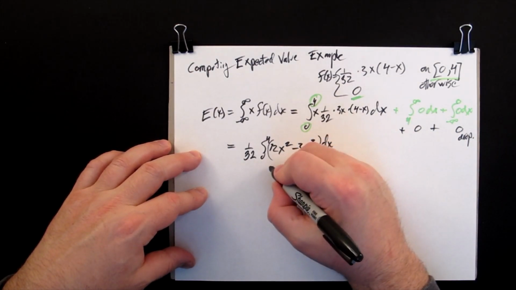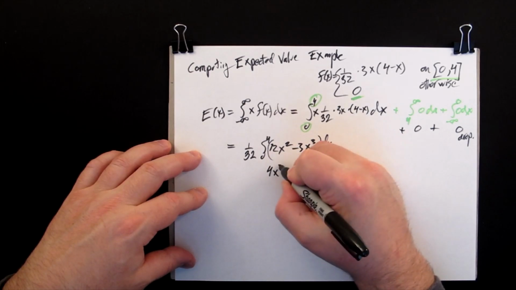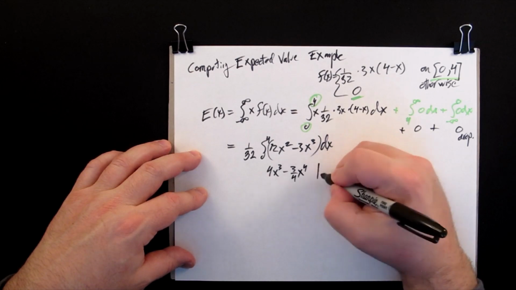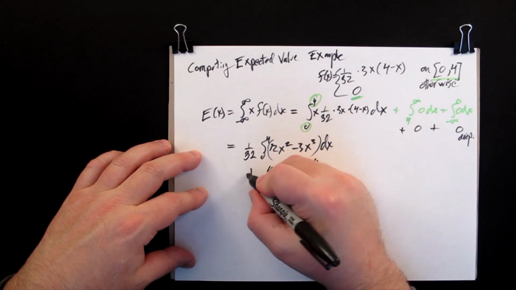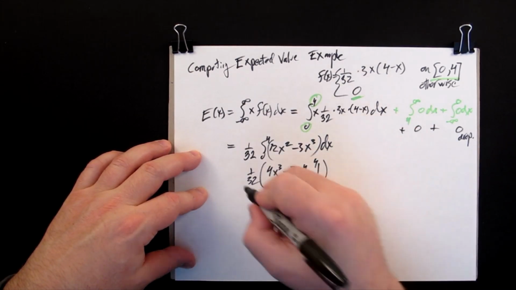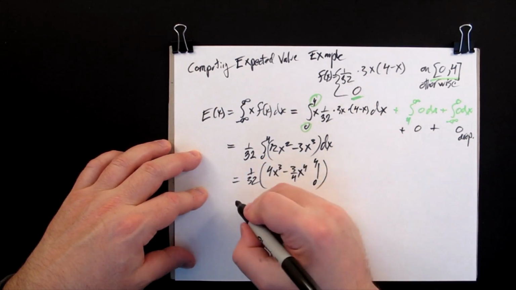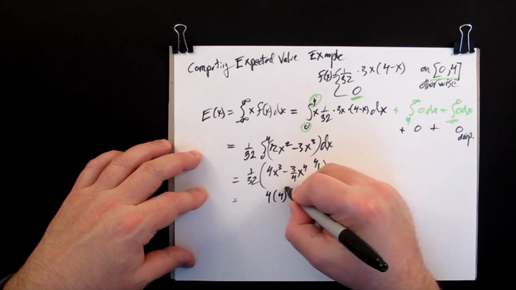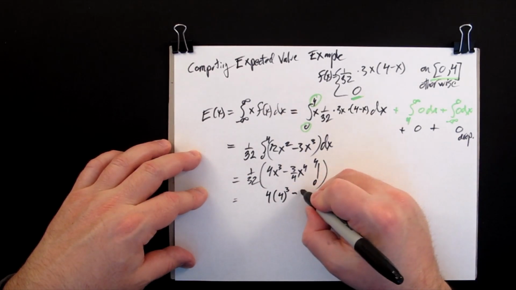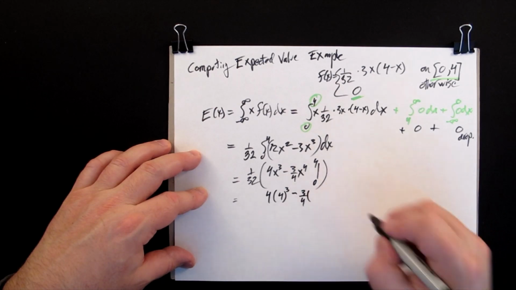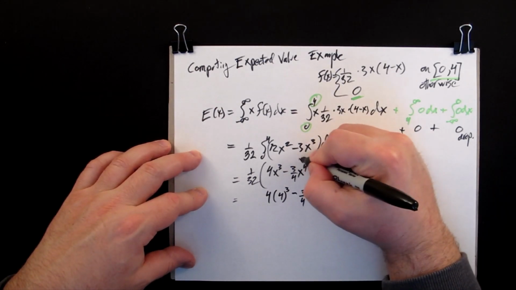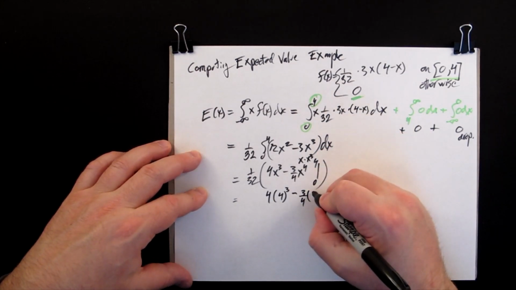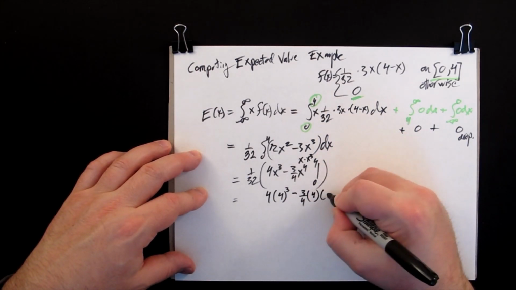The antiderivative for this is going to be 4x cubed minus 3/4 x to the 4th, and we need to evaluate that from 0 to 4. And we have this 1/32 there. Okay, so plug this in. So we have 4 times 4 cubed minus 3 times 4. Now I'm going to write this 4th power as a 4 times the cube. You'll see why in a second. It makes computing it easier.